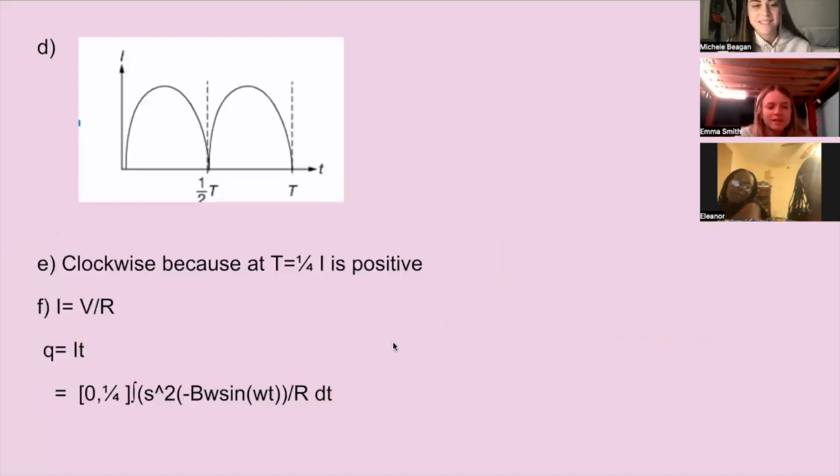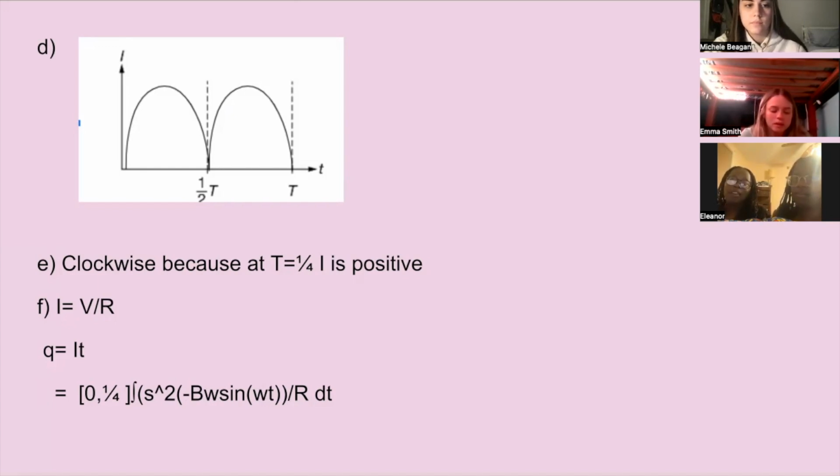Okay, so now we're going to do parts D through F. And so for part D, it asks for a graph from t equals 0 to t equals T. And here, as we said before, the graph of the current is a sine wave, but because this gives us the formula for the magnitude, it's going to be positive throughout the whole entire domain. So that's why our graph looks like that. And then the direction of the current is clockwise because the time is positive at 1/4.